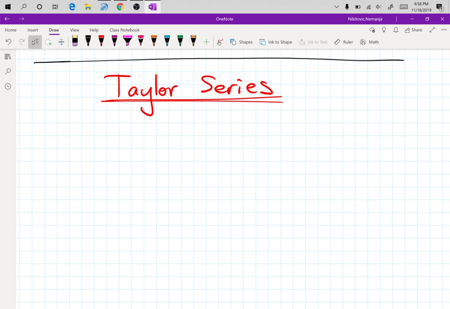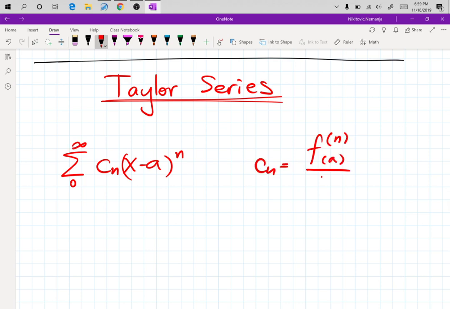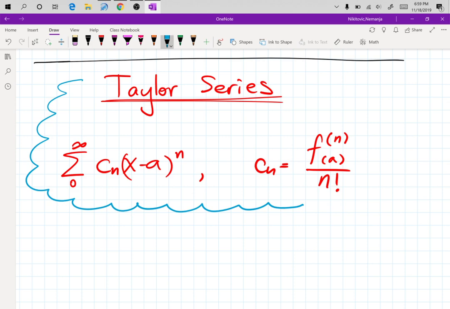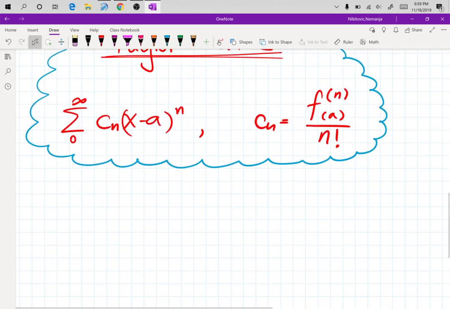So we have Taylor series. Taylor series are defined as summation of Cn times (x minus a) to the n, from 0 to infinity, and Cn is the nth derivative computed at a divided by n factorial. These two together create Taylor series. Now you might be going like, yeah, so what? Hold on.